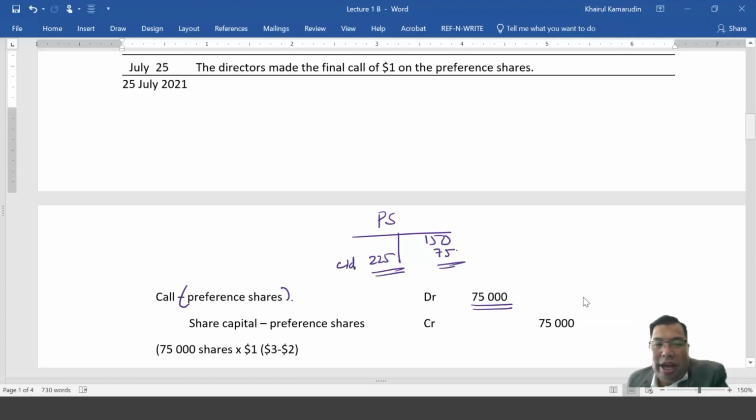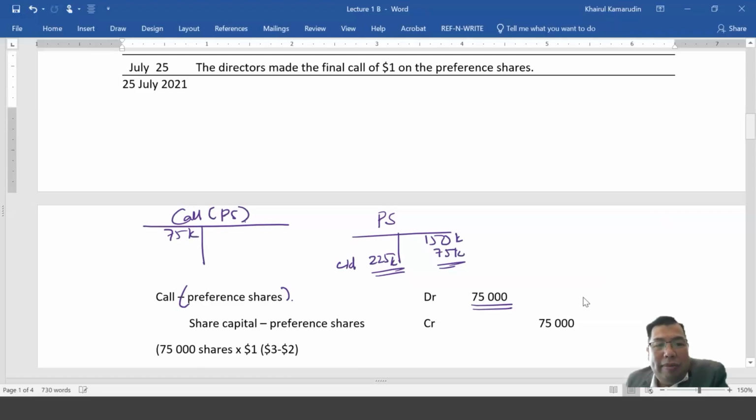Okay. Don't get the cash, but we create another account. We call it call preference share. This is like receivable accounts. Yeah. 75,000.